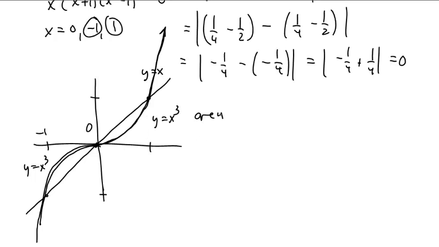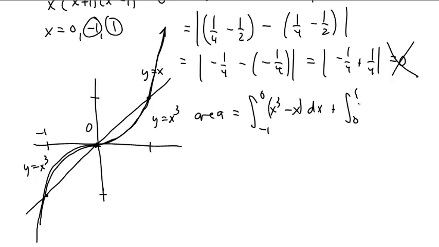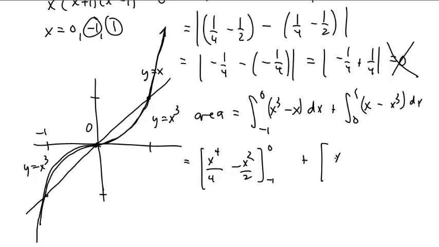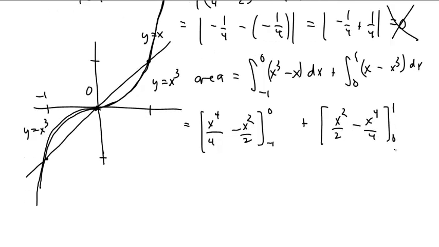So really what we need is to split it into 2 different integrals. From negative 1 to 0, it's x cubed minus x dx. And from 0 up to 1, it's x minus x cubed dx. And so we get x to the 4th over 4 minus x squared over 2 from negative 1 to 0, and we also get x squared over 2 minus x to the 4th over 4 from 0 to 1.